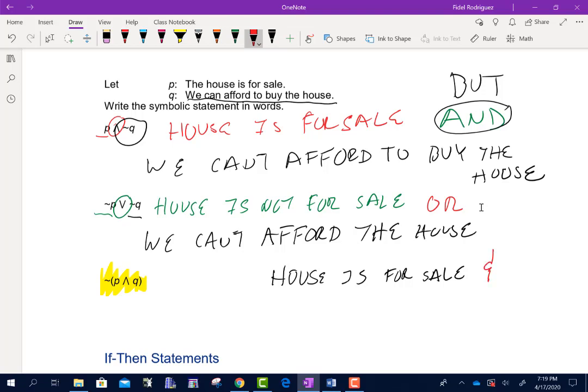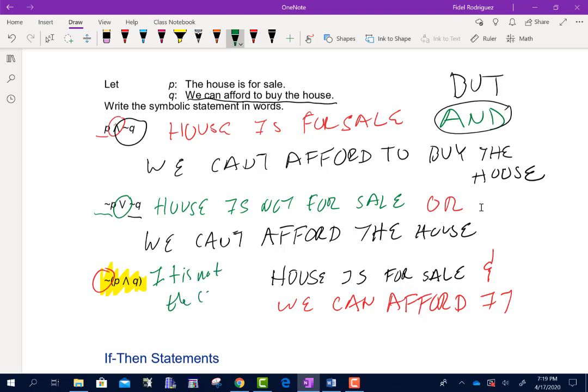That's the... and we can afford it. Right? Now, we do have that not there, okay? So when we have that negation, usually what we do is we'll say something like, it is not the case that the house is for sale and we can afford it. Or it is not true that the house is for sale and we can afford it. So notice I had given myself this little bit of space here so that I can fill that in, all right?